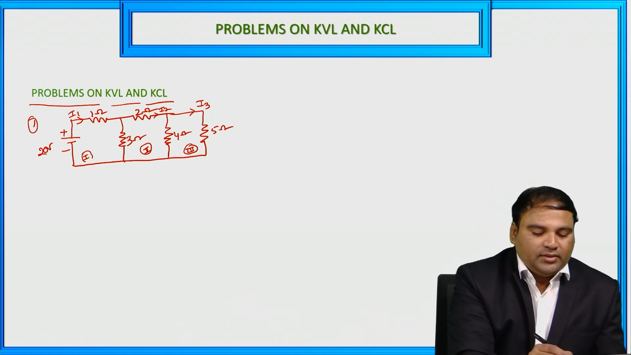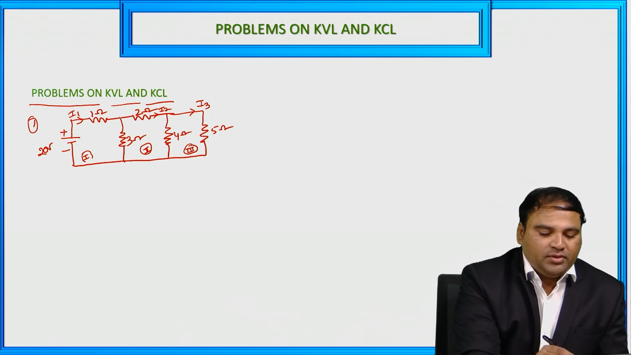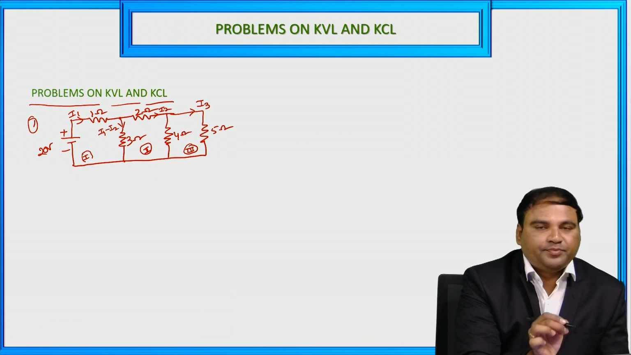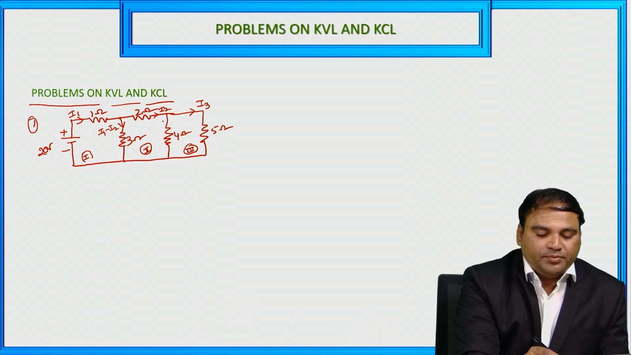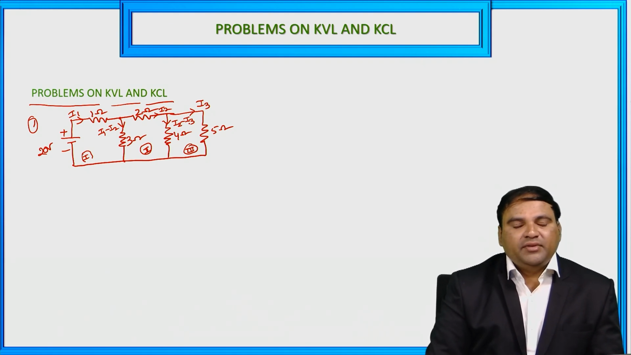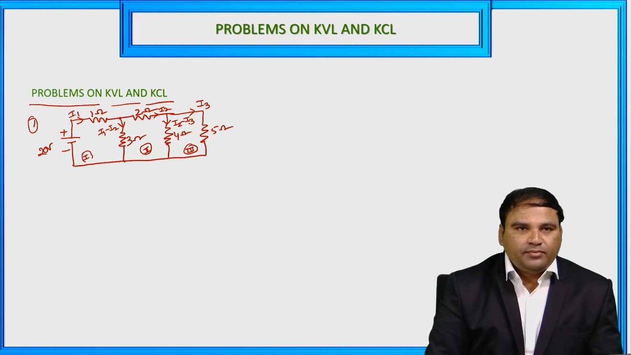Now the current through 3 ohm. The I1 current flows towards this node point, and from this node point the current is downwards. So the current through 3 ohm is I1 minus I2. Similarly, the current through 4 ohm is I2 minus I3. Here is the current direction. After that we have to give the current directions, which depend on the direction of the current.